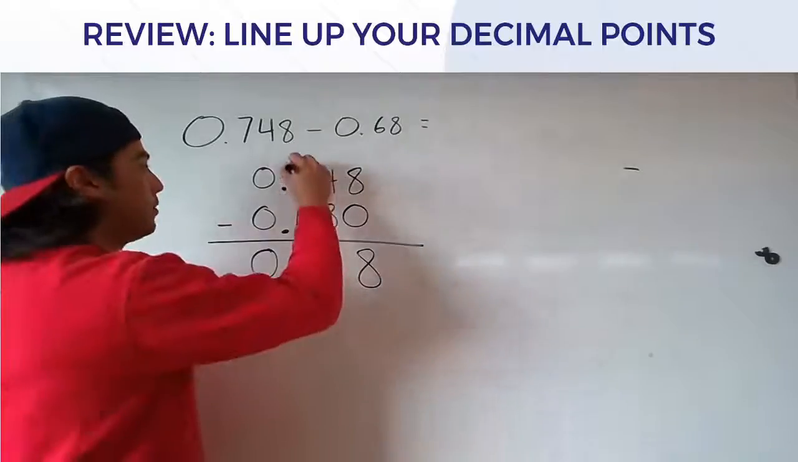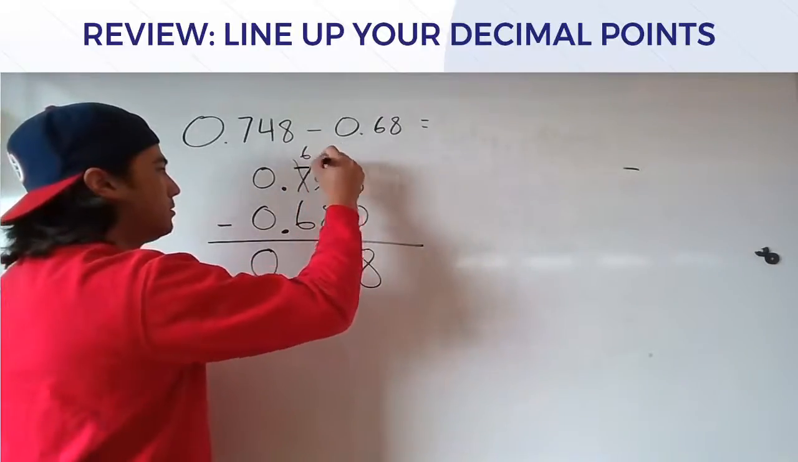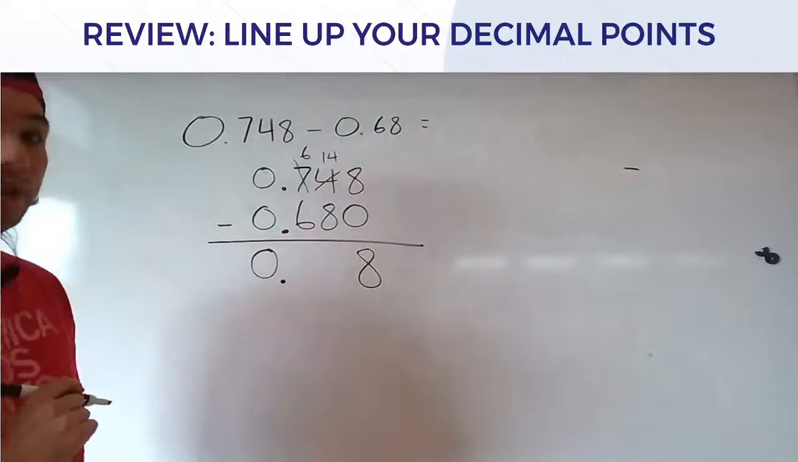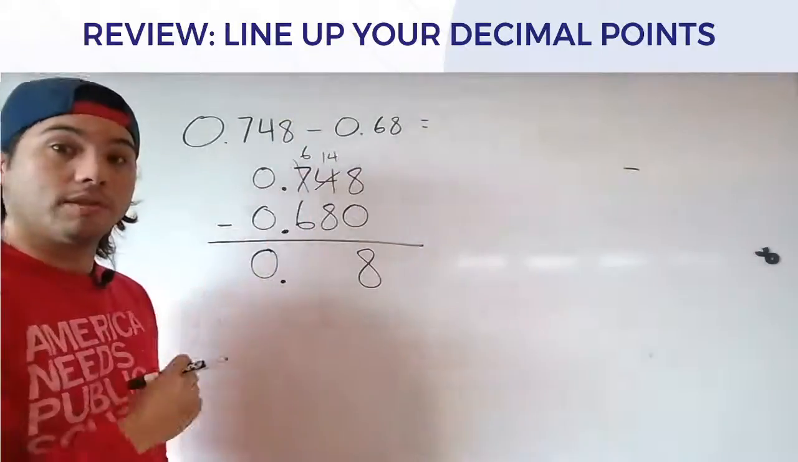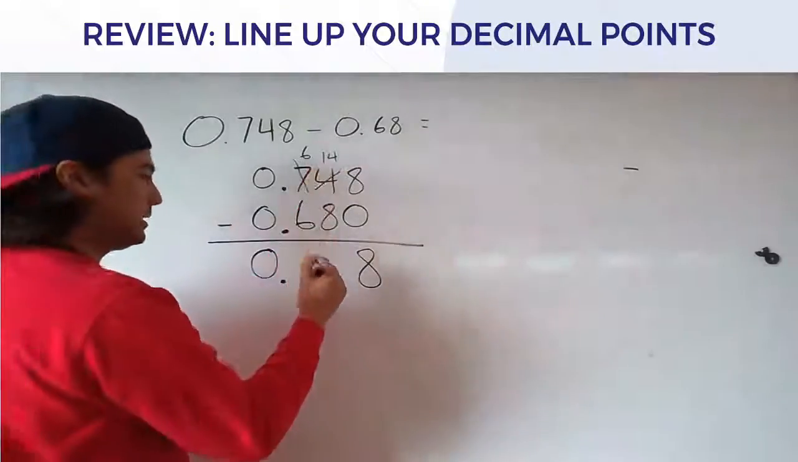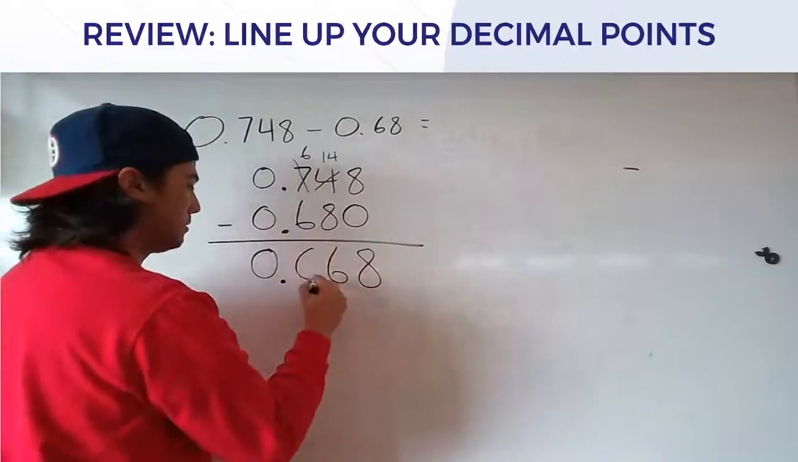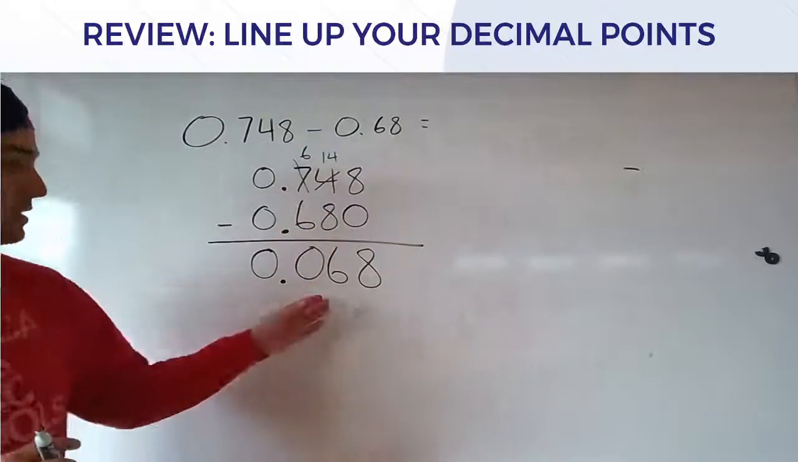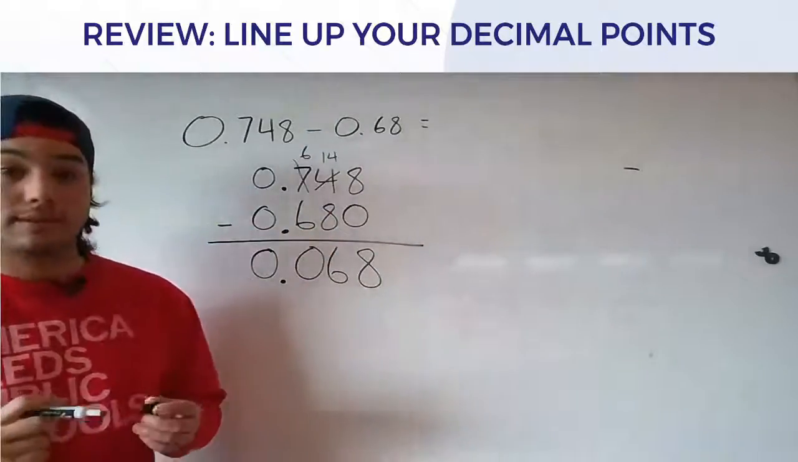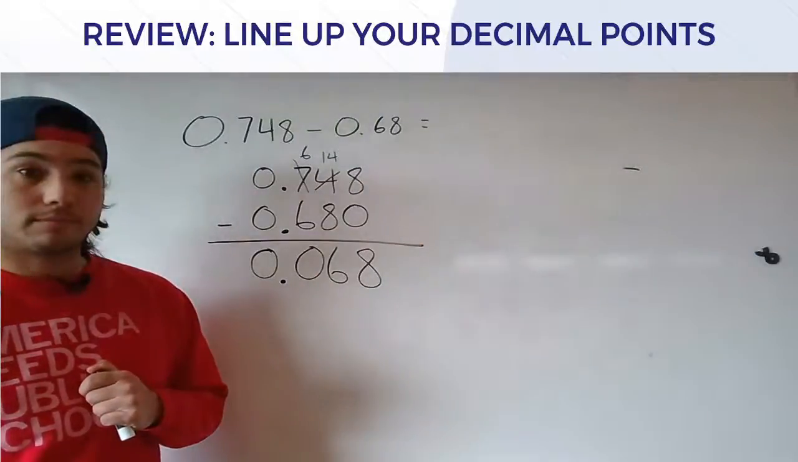We regroup. Grab one of our tenths, and then we're going to add 10 to our hundredths. Haven't changed the value, we've just taken one thing and moved it to a different category. We've made change. 14 minus 8 is 6. 6 minus 6 is 0. So we end up with 68 thousandths as our final answer.